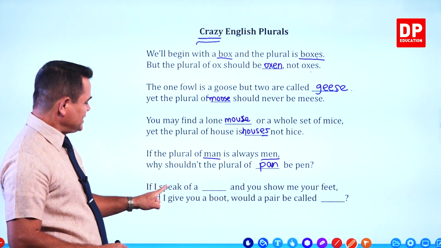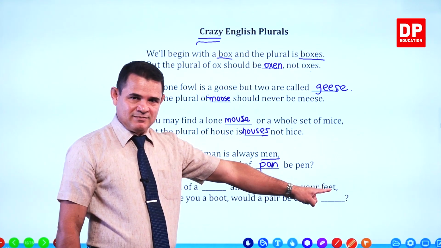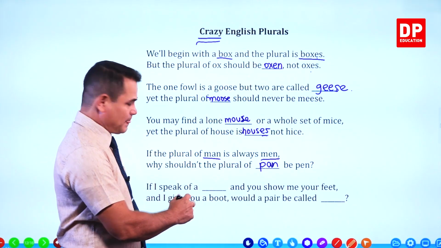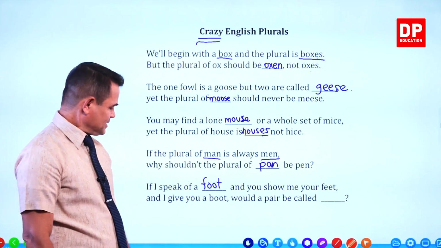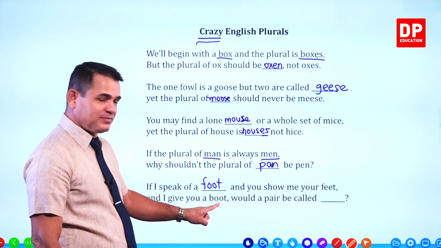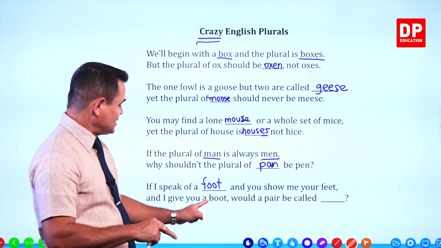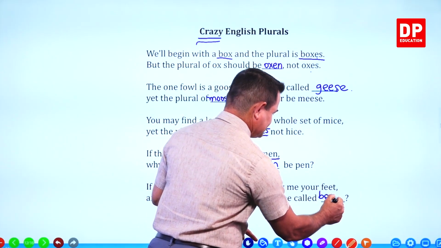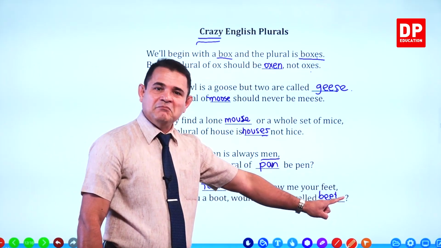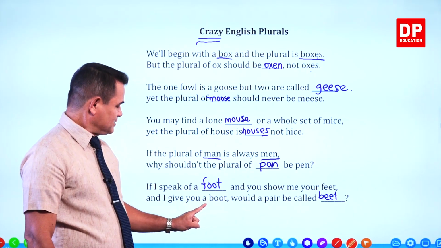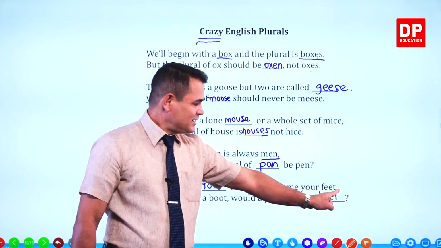If I speak of a foot and you show me your feet, feet is the plural form. And if I give you a boot, would a pair be called beet? Now, foot, feet, so boot should be beet. But beet is wrong. Foot and boot: foot becomes feet, but the plural of boot is boots, with an s. But not this one. So that's why it's a question mark in the poem.